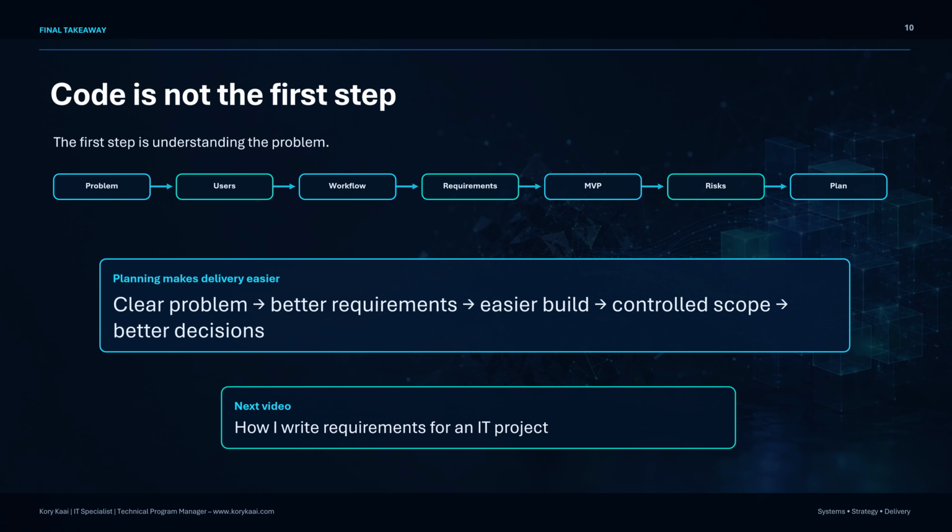I start with the problem, define the users, map the workflow, write plain English requirements, define the MVP, identify risks, and then build the project plan. That process helps turn ideas into systems people can actually use.